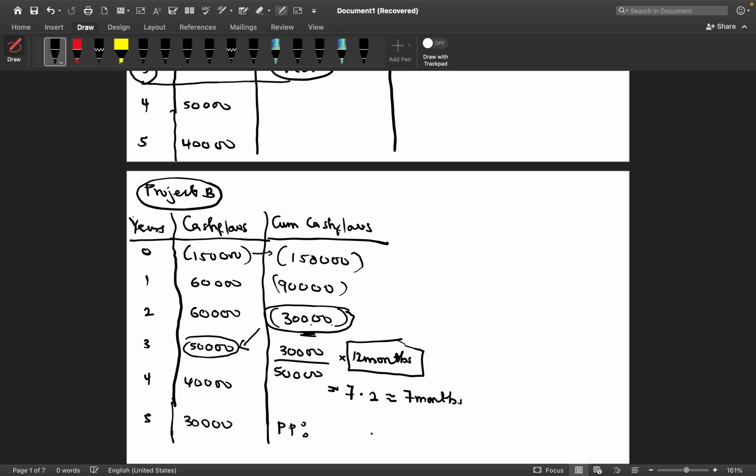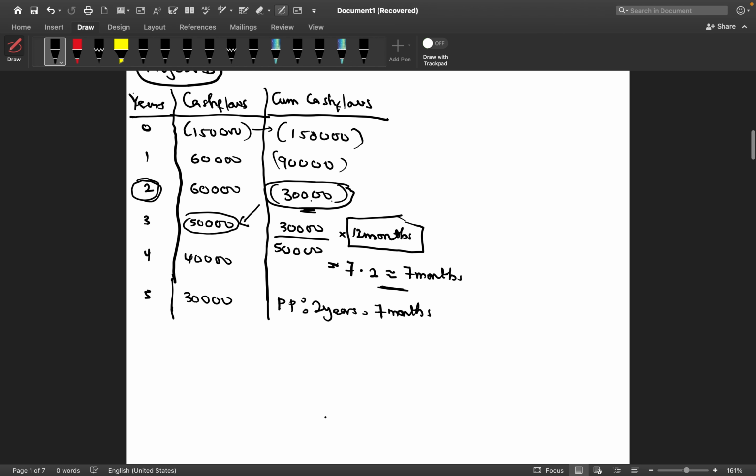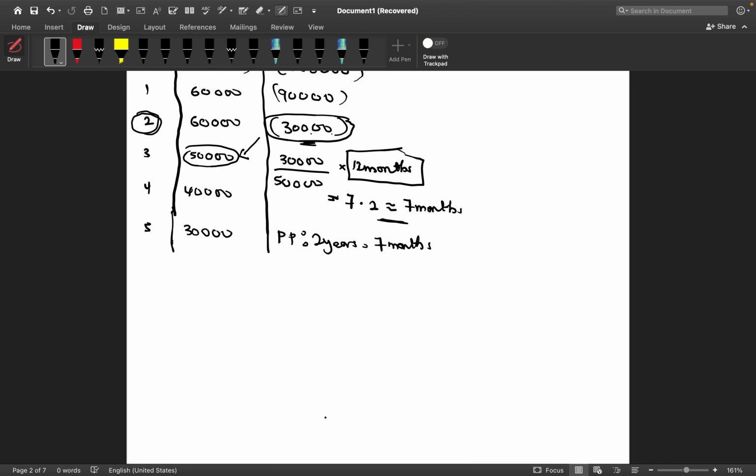Now, with payback period, the year in which we did the calculation, we don't pick that year. We pick the previous year. Why is it that way? You notice that in year 3, I was getting months. So I don't pick year 3. I pick the previous year. The previous year is 2. So the payback period is 2 years, then I pick the number of months. 2 years, 7 months. So that's how we do it. We don't pick the same year; you pick the previous year, then you pick the number of months. So that's all for the first part of the question.